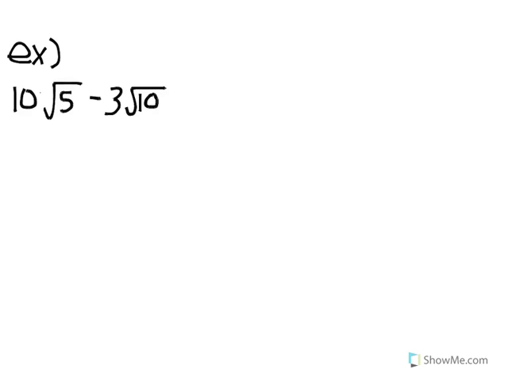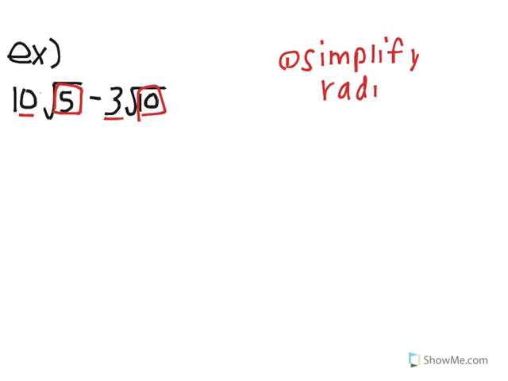Right now, these don't have the same radicand at all, so let's see if we can simplify it. Remember, we start by simplifying radicals, and we do this by ignoring the outside term and just dealing with the inside term. 5 is a prime number, so it stays the same. We can't simplify it any further, so we're just going to have the square root of 5, and we bring the 10 back down.